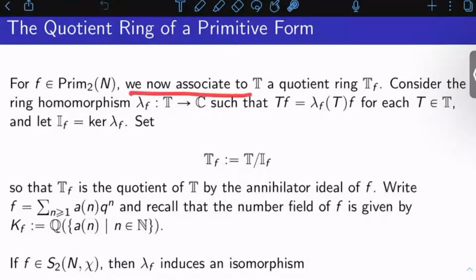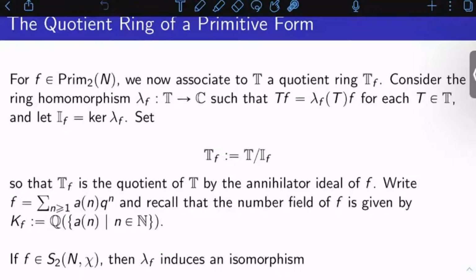We now associate to the Hecke algebra T a quotient ring T_f. So associated to the Hecke algebra T, for each primitive form f, there will be a quotient ring T_f. All right, let's consider the ring homomorphism lambda_f from T to the complex numbers given by the following equation: T f equals lambda_f of T times f. So basically, lambda_f is spitting out eigenvalues of the Hecke operators. That's what's going on here for each T in T.